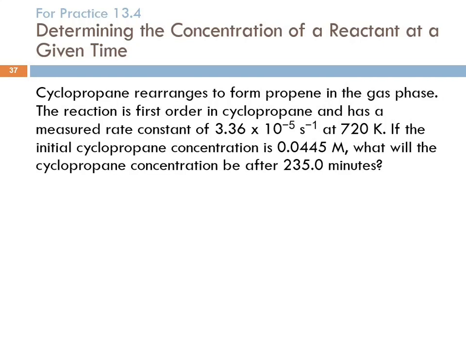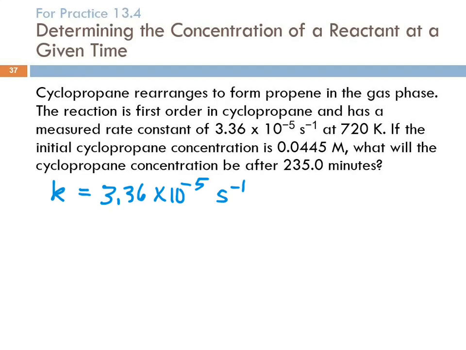Now, most people are going to look at a problem like this and think some of that sounds familiar, but they're not sure what to do with it. A good strategy is to just start picking things out. Usually the numbers are important. Let's pick the numbers out and write down what they are. We've got 3.36 times 10 to the minus 5 per second. What is that? It says in the problem: the rate constant. So that's K. Then 720 Kelvin.